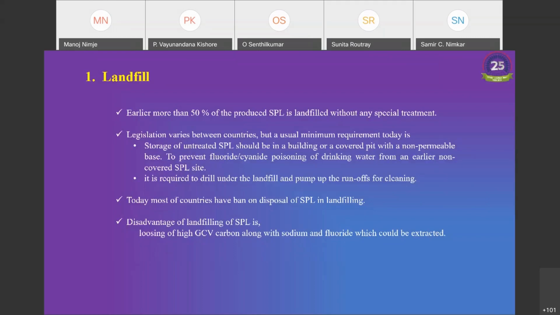Today, most of the countries have banned the disposal of SPL in landfills. Apart from the environmental issue, the major disadvantage of landfilling of SPL is the loss of high gross calorific value carbon, along with the sodium and fluoride, which could be extracted from SPL as value added.